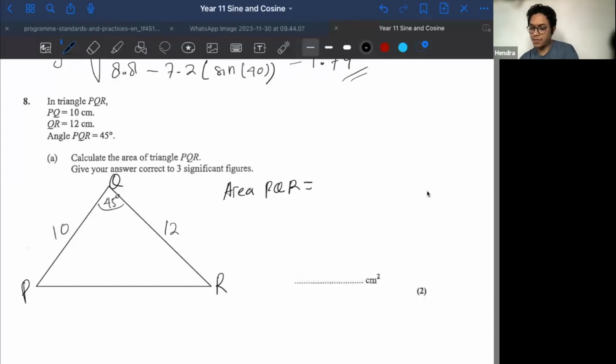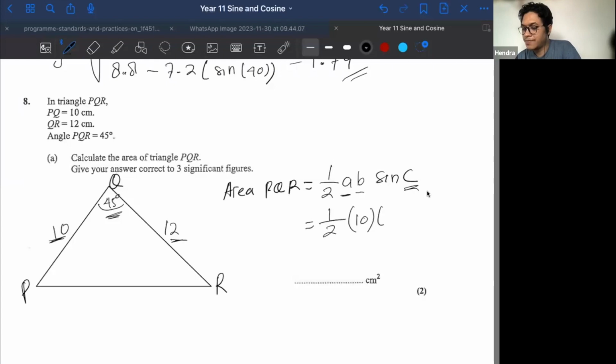So the formula is 1/2 ab sine C. So a and b refer to these two side lengths. Doesn't matter the order. And C is the angle. So technically just plug it in your calculator. a b is 10 times 12 times sine 45. Try. What do you get?